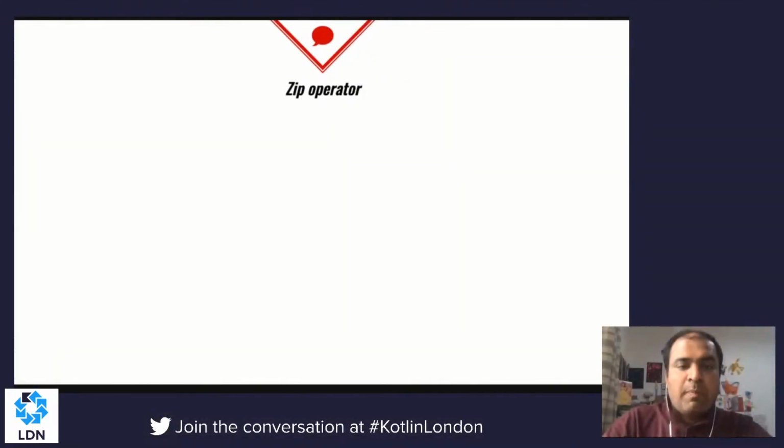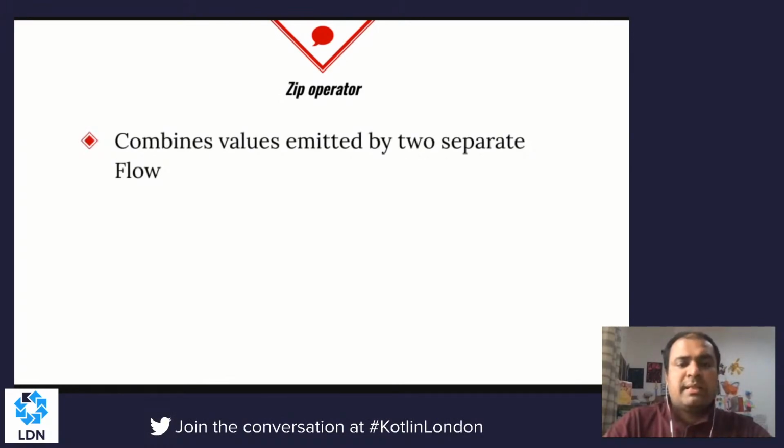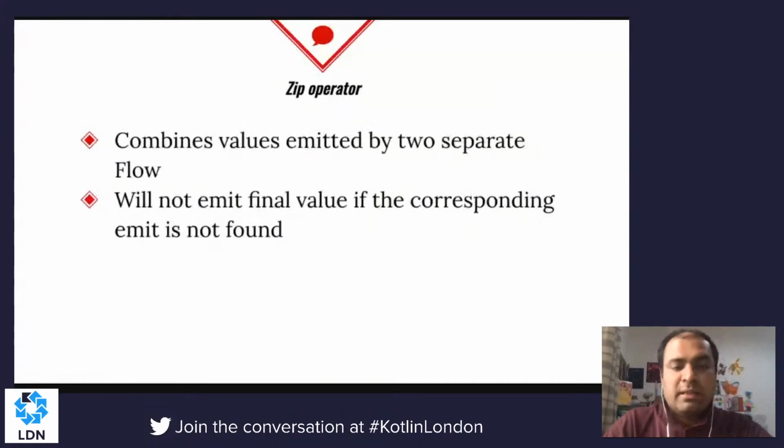Similarly, there is a zip operator as well. This is similar to what Rx has, and it combines values emitted by two separate flows. But there is a slight difference in the way the combine operator and the zip operator work. It will not emit a final value if the corresponding emit is not found. So imagine there are two flows. If flow 1 has emitted a value but flow 2 hasn't, then it won't create any result because it is expecting the corresponding emit to happen.